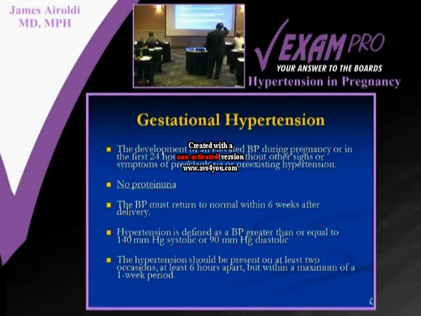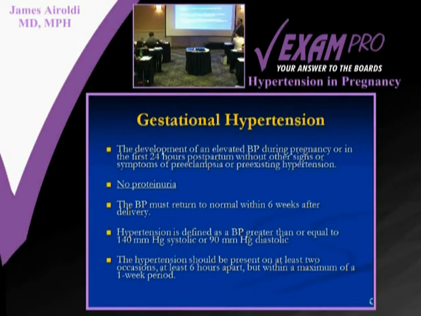So gestational hypertension, as you know, these definitions, is the development of blood pressure during pregnancy or the first 24 hours postpartum without other signs or symptoms, no proteinuria, blood pressure returns to normal, 140/90. It has to occur on 2 occasions, at least 6 hours apart, but within a maximum of a 1-week period. So you can't say, I did it 2 weeks ago and your blood pressure was up and then it was normal and now it's back abnormal and it was 2 weeks in between.